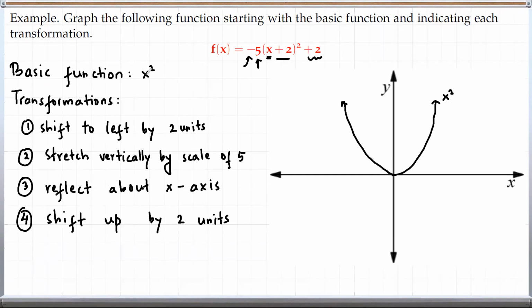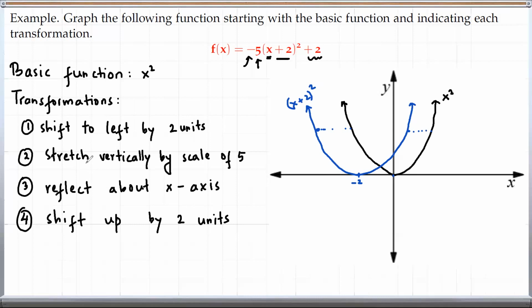So first we start by graphing the basic function x squared, which we already did over here. The first step is shift to the left by 2 units. So everything gets shifted to the left by 2 units. So this point will go over here. If that is -2, this point will be shifted over here. If this is 2 units, that point will be shifted over here. So everything gets shifted to the left, giving us a graph like this one. So this is the graph of (x plus 2) squared.